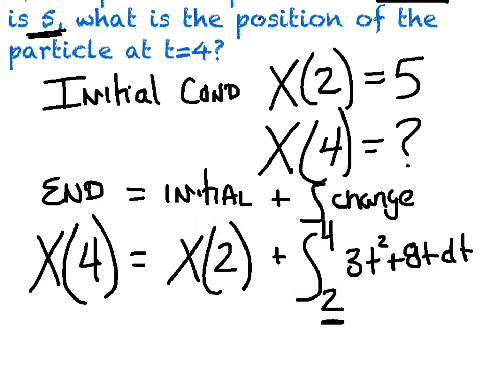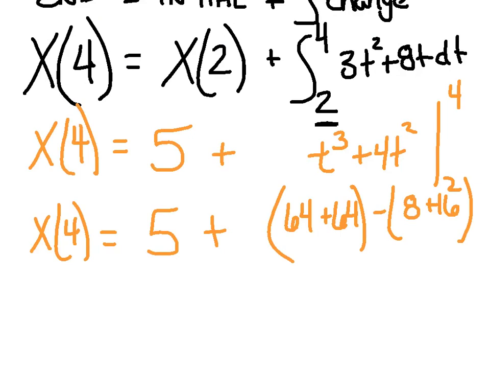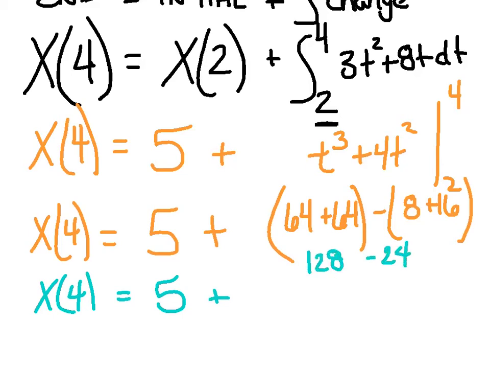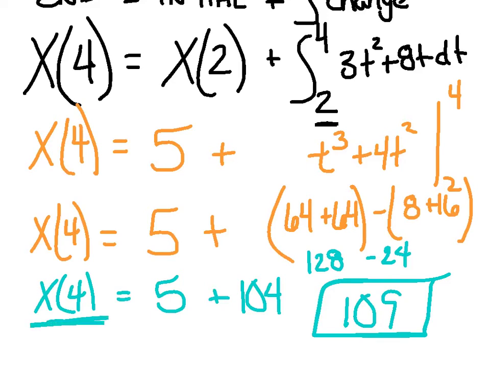So go ahead, integrate this function on your own, plug in your bounds 2 and 4, and we'll see if we get the same thing. So pause me and try it on your own. Well, hopefully you follow my math here. I've got my n value, and my x of 2 is 5. I've got t cubed plus 4t squared when I integrated. Plugging those numbers in, I'm going to get an x of 4 is equal to 5 plus, this is 128 minus 24, so 5 plus 104. Hopefully that gets us a final answer of 109. So the position at 4 is 109.